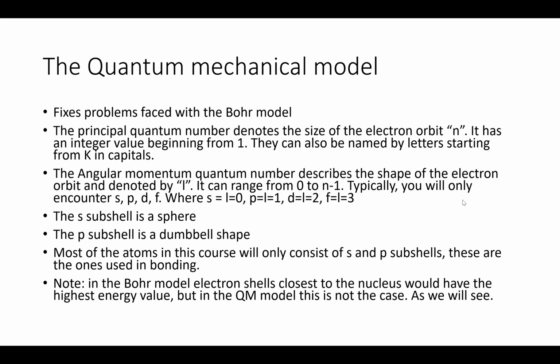The s subshell is sphere-like, the p subshell is a dumbbell shape, and most of the atoms in this course will only consist of s and p subshells. These are the ones used mostly in bonding. Note that in the Bohr model, electron shells closest to the nucleus would have the highest energy value, but in the quantum model, this is not the case.